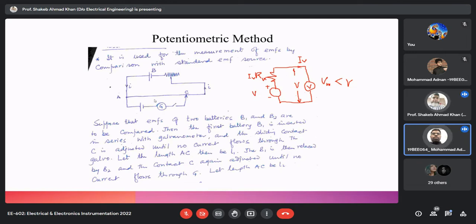Why is it done? So, what is the objective?